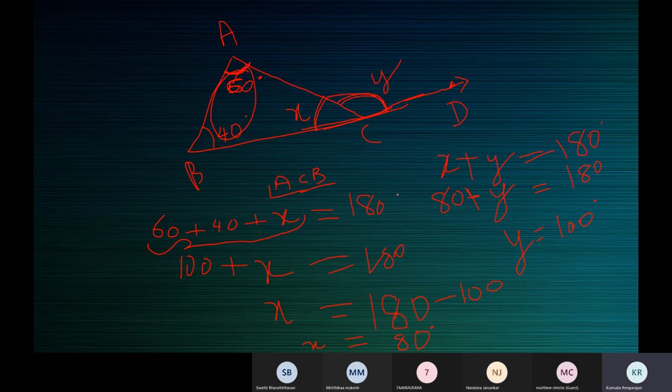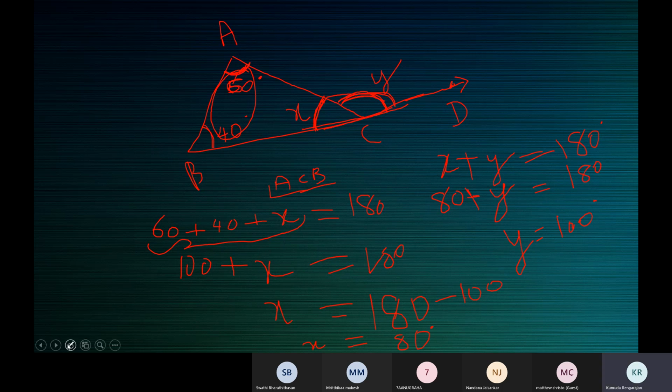So we say that the exterior angle of a triangle... This is called the immediate interior angle for this exterior angle. This is called the immediate interior angle. These are the interior opposite angles.